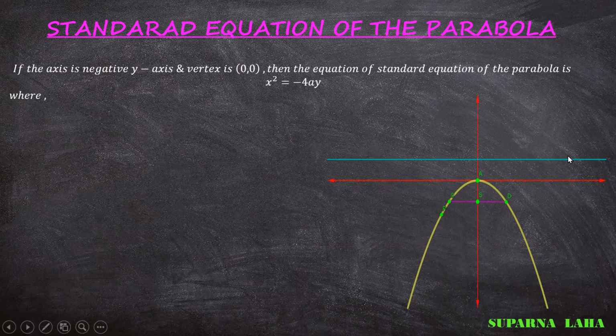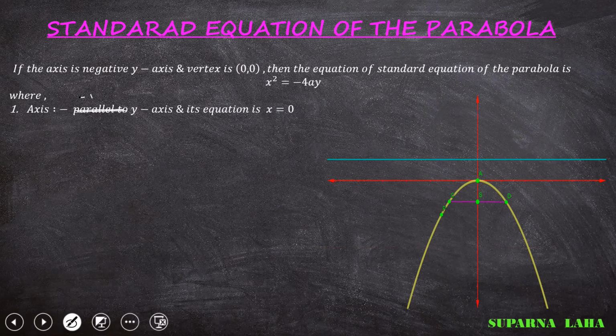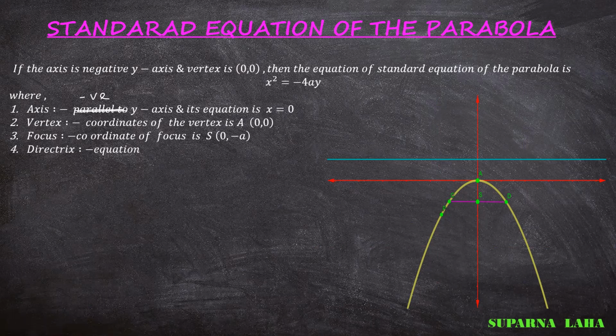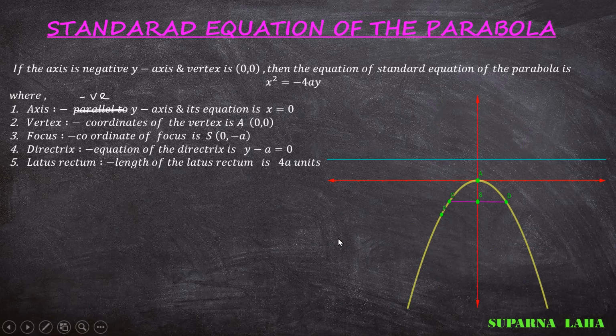Now moving to the information about this figure: the axis is the negative y-axis, and the equation is x equals 0, and its vertex is the origin, 0, 0. The coordinate of the focus is 0, minus a, the equation of the directrix is y minus a equals 0, and the length of the latus rectum is 4a units.